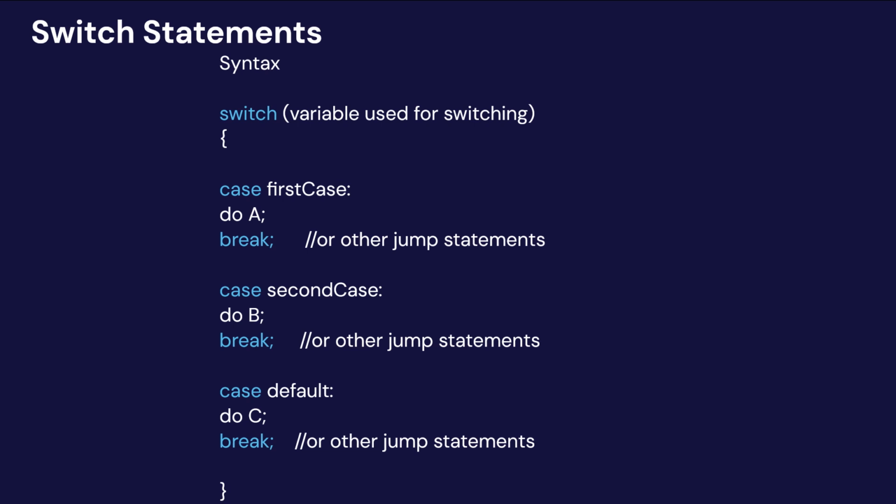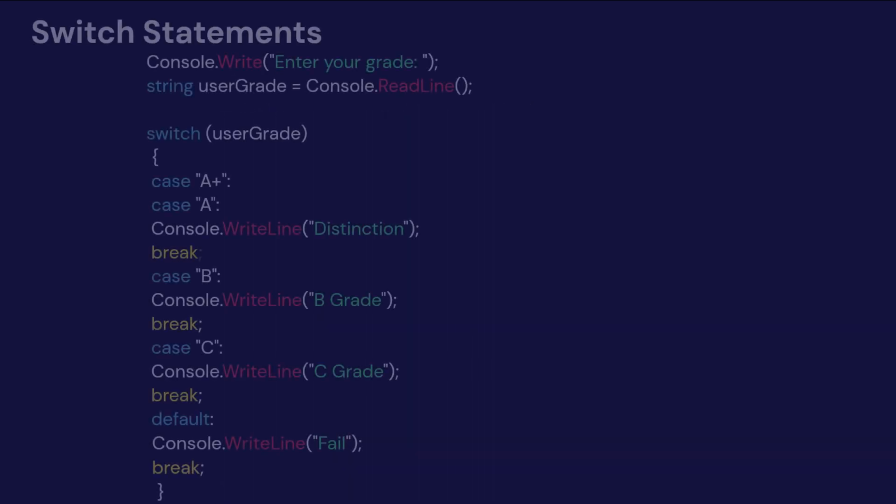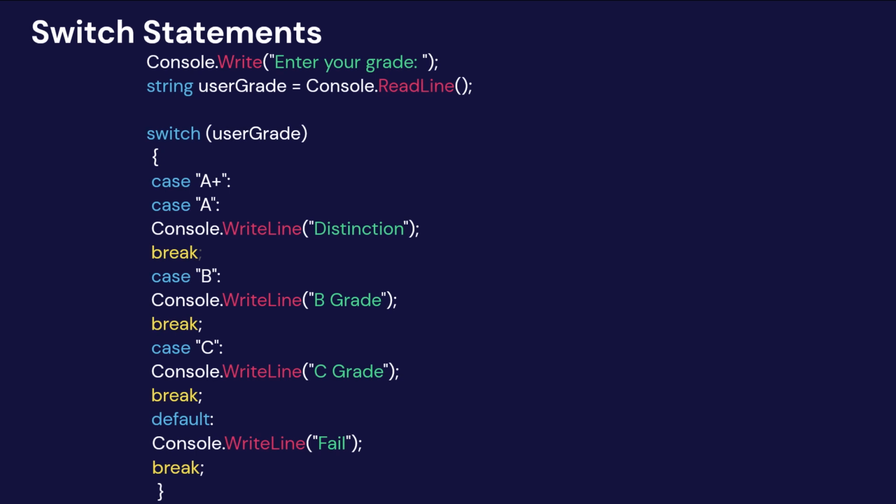When a certain case is satisfied, everything starting from the next line is executed until a jump statement is reached. A jump statement is a statement that instructs the compiler to jump to another line in the program. We'll look at jump statements in greater depth later. The most commonly used jump statement is the break statement. Let's look at an example of how the switch statement works.